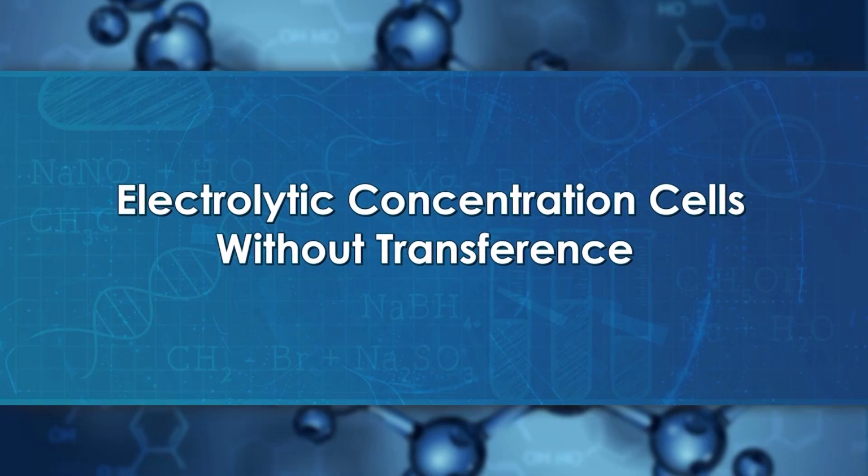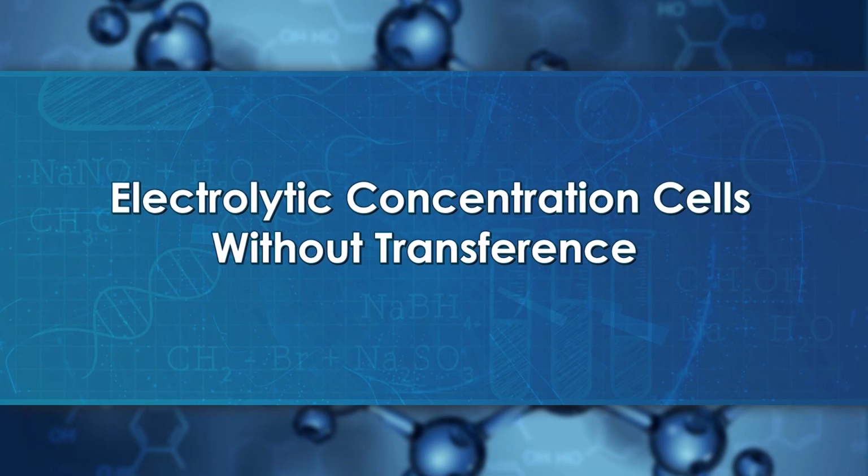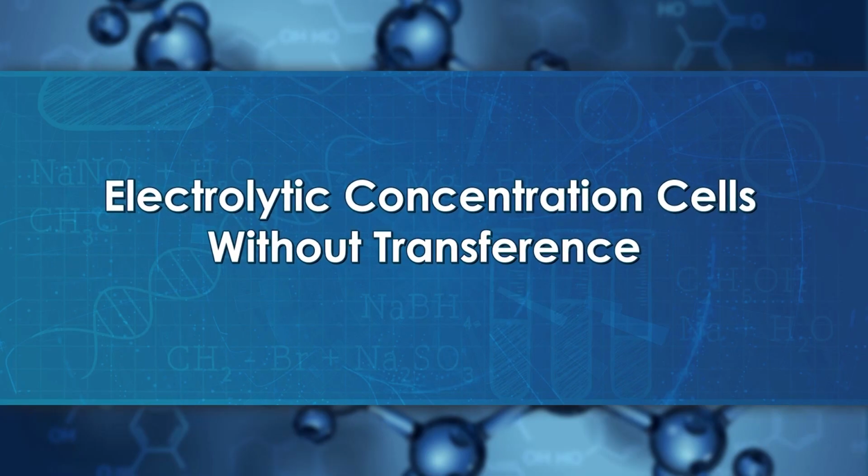Welcome to the 7th session on galvanic cells. In these cells, we are going to see a type of cell: electrolyte concentration cells, but electrolyte concentration cells without transference, because we know that the transference of matter from one half cell to the other half cell occurs due to change in concentration.